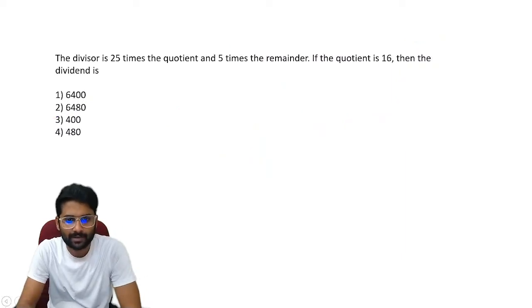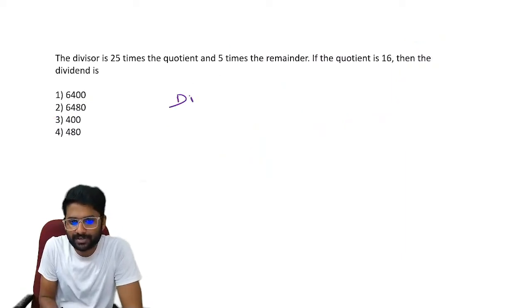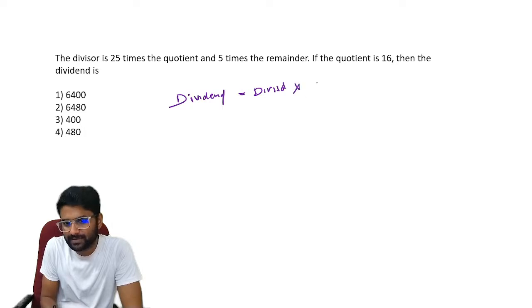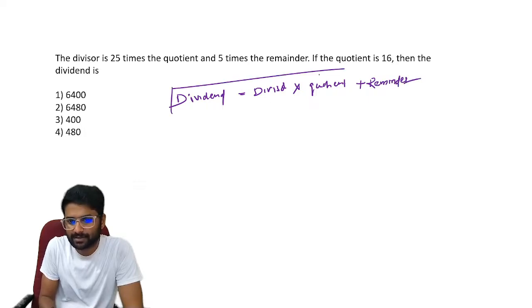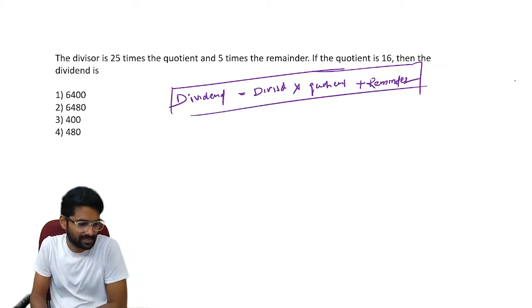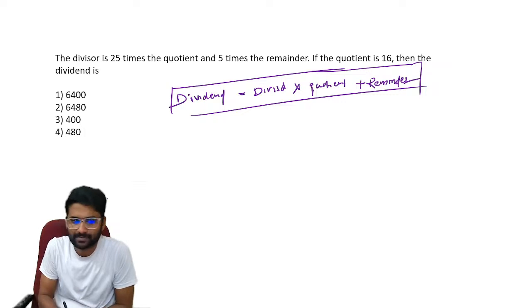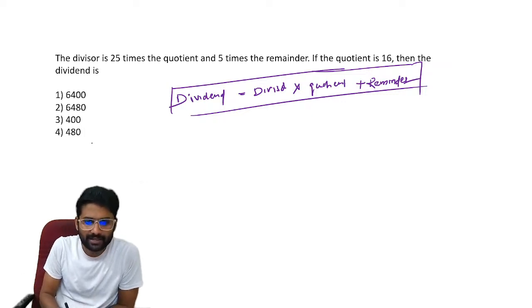Next one. And you know this information: dividend is equal to divisor into quotient plus remainder. Dividend is equal to divisor into quotient plus remainder. Now we have direct information.